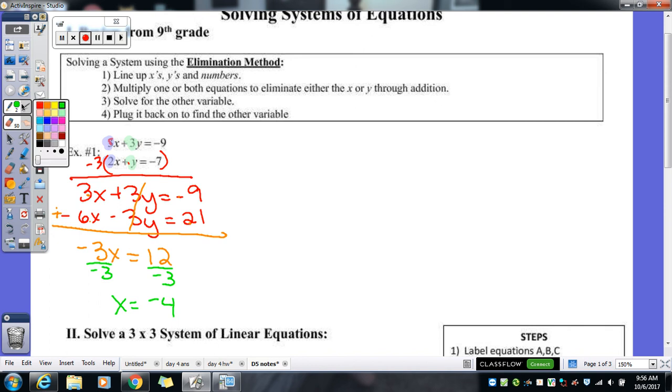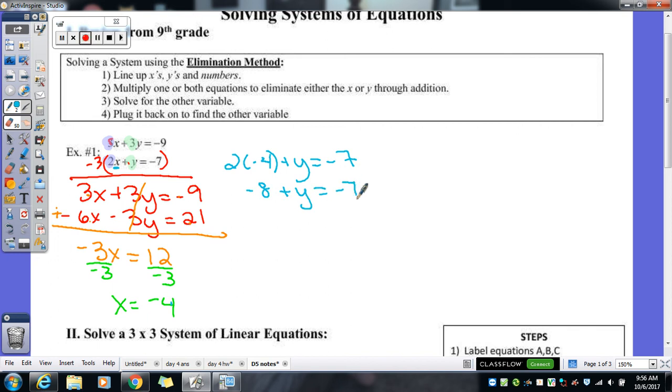I would plug it into the bottom one, yes. So we're going to plug negative 4 in for my x here. So it would be 2 times negative 4 plus my y equals a negative 7. So that gives me a negative 8 plus y equals a negative 7. So adding our 8, we get y equals a 1. So our answer here would be the point negative 4, 1.